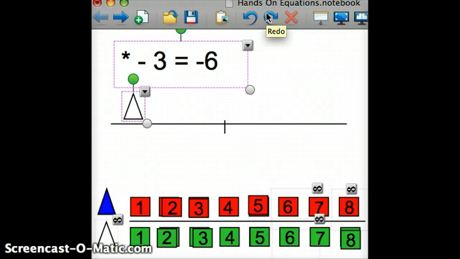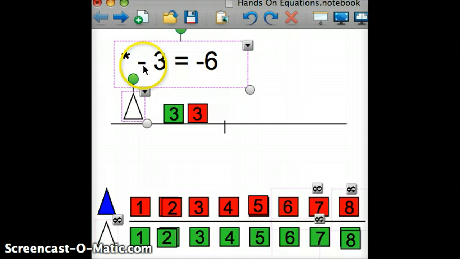There is no 3 on the board, so in order to get around this, I'm going to add a convenient 0. A 0 with 3's would be a red 3 and a green 3. So I add my 0, and now I can do what the problem is asking me to do. Subtract 3. So I'm going to take off a 3. So off it goes with the red 3. And now I can set up the rest of the problem. I subtracted 3 and it equals a negative 6. So here's my negative 6.